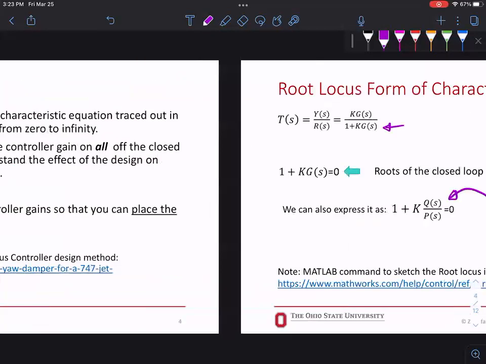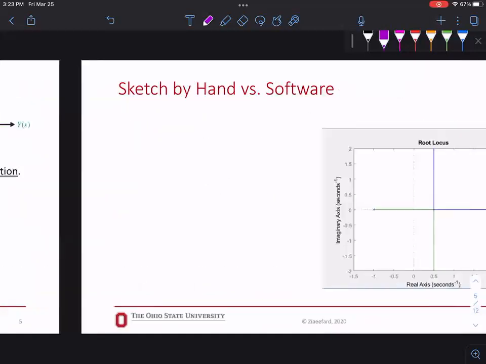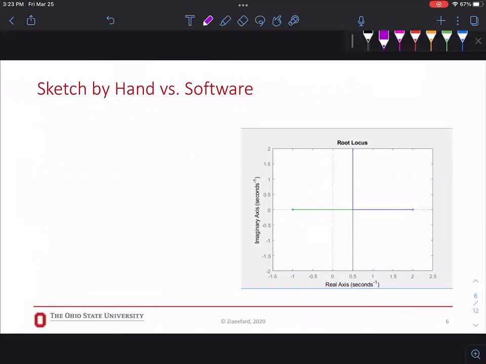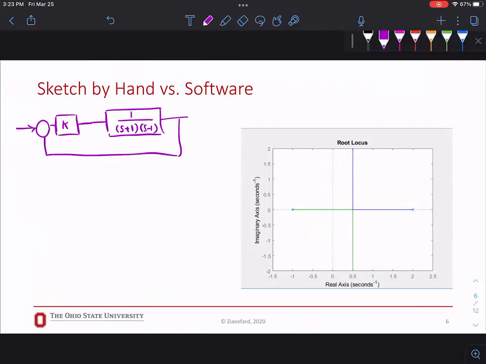Do I have an example there? No, there's an example on the next page. All right. Okay. So I'm going to draw a block diagram for you here: 1 over (s plus 1)(s minus 1), negative 1. Okay.